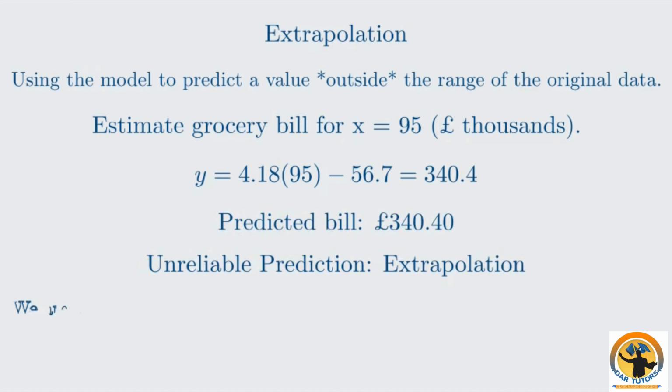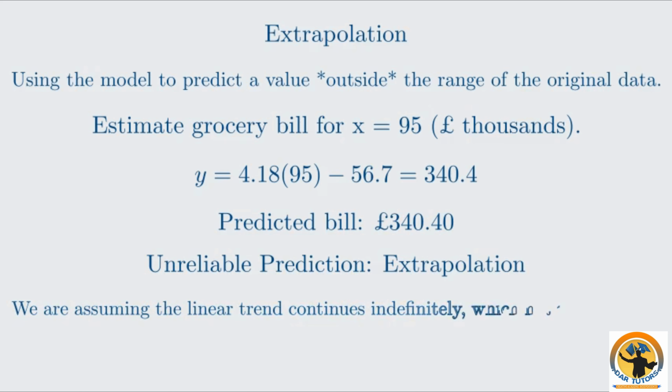Because we are assuming the linear relationship we observed in our data continues unchanged into an area where we have no information. It's possible the relationship changes for higher incomes. Perhaps beyond a certain point, a family's grocery bill doesn't increase as much, or perhaps it increases more. The model cannot tell us this.